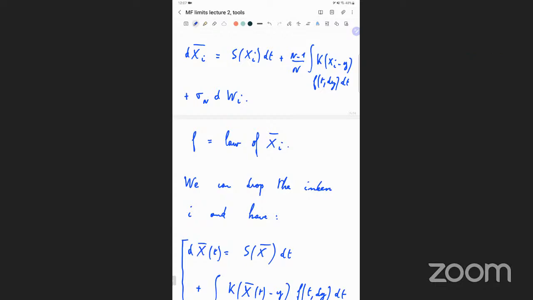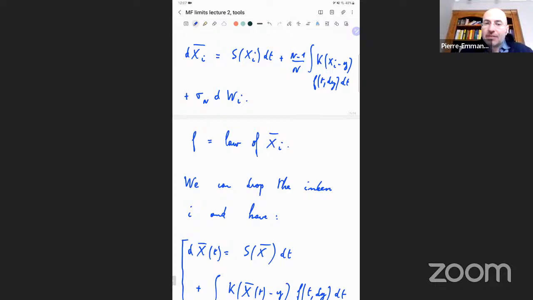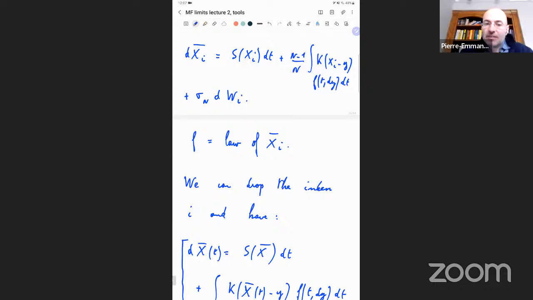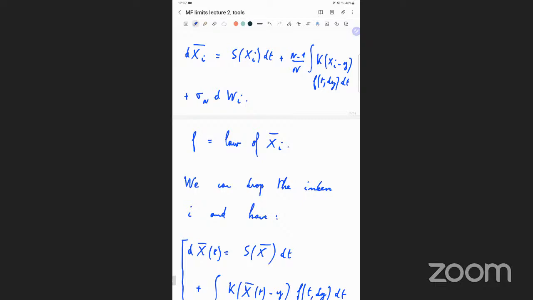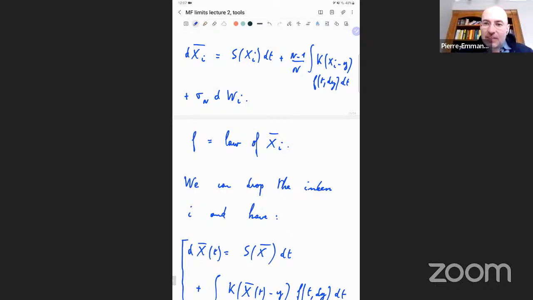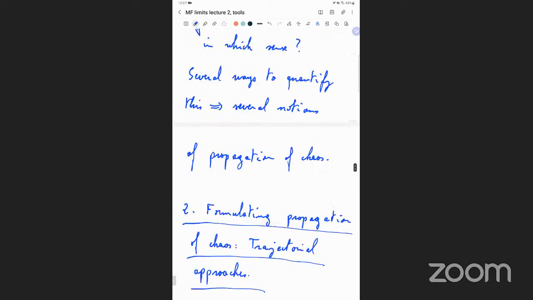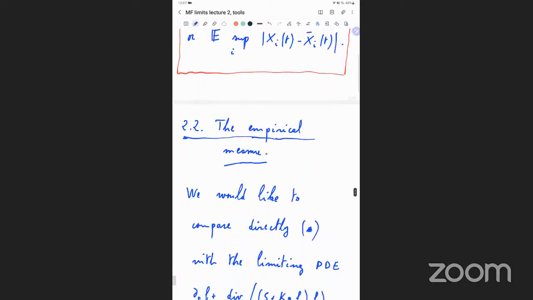Question, please. Yes. When we have the law of xi bar, and we define the empirical measure, do we have convergence in the Wasserstein distance when n goes to infinity, for example? Sorry, I missed the first part of your sentence. Can you speak a little bit louder? When we define f, the law of xi bar, just right here, and we define the empirical measure, do we have convergence with the Wasserstein distance when n goes to infinity?